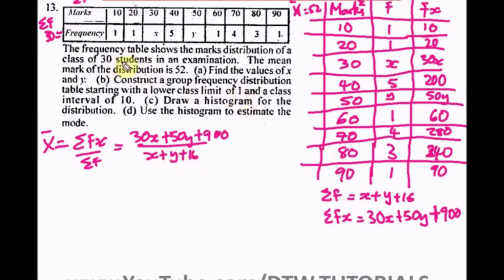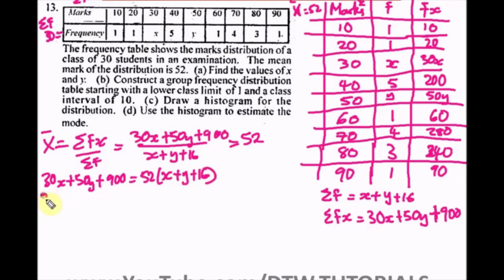And don't forget, we've been given our mean as 52. From the question, the mean mark of the distribution is 52. So it's equal to 52. Let's try to simplify this so we have one equation. So all we need to do is cross multiply. Take this here, so we are left with 30x plus 50y plus 900 equal to 52 bracket x plus y plus 16.